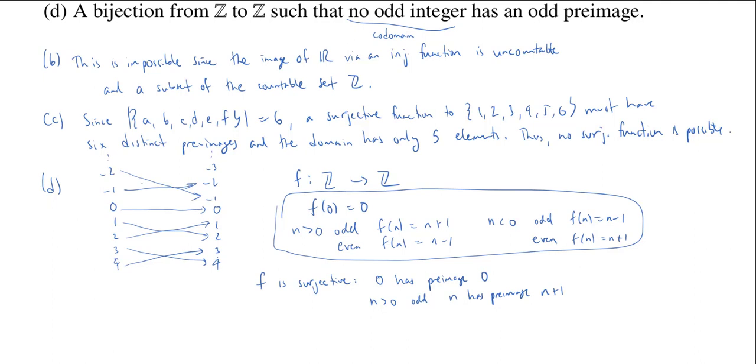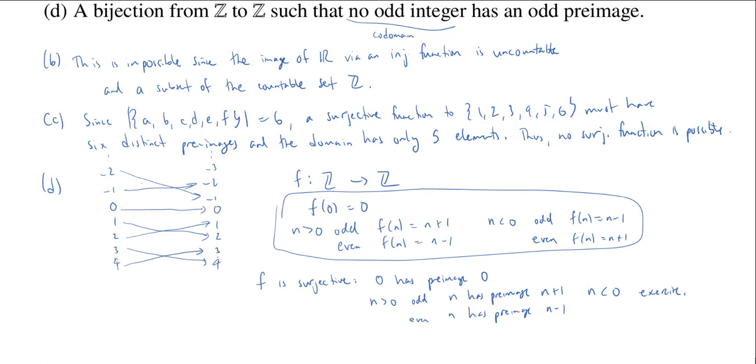Okay, what if n is even? If n is even, like 4, then that came from 1 less, right? So n has preimage n minus 1. Okay, and I'm going to leave the n less than 0 case as an exercise for the reader.